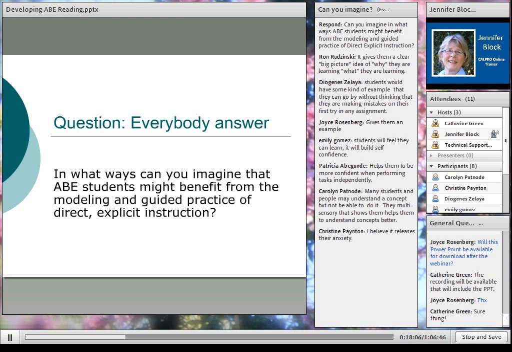So that is the purpose of direct explicit instruction, to give them models, to give them confidence, to support them in their practice and mastery of any new concept or skill.